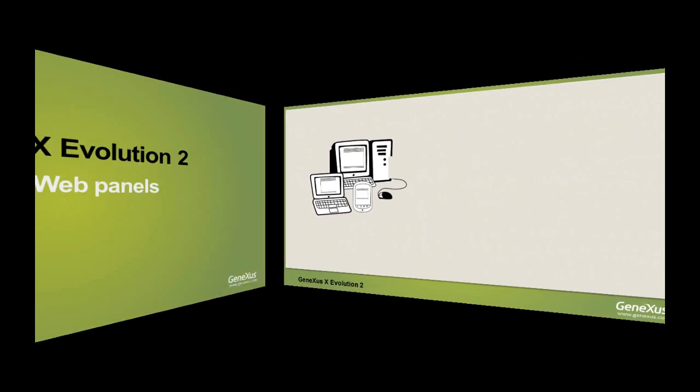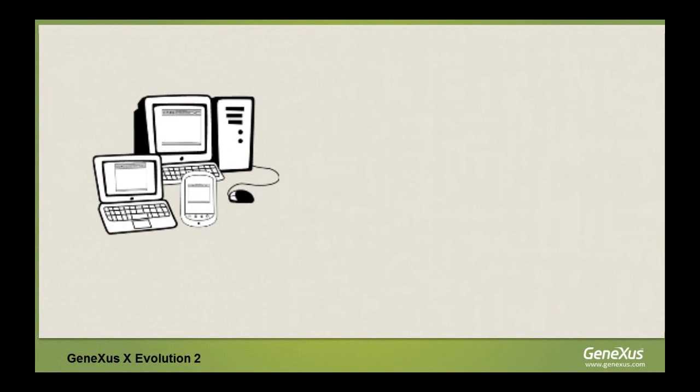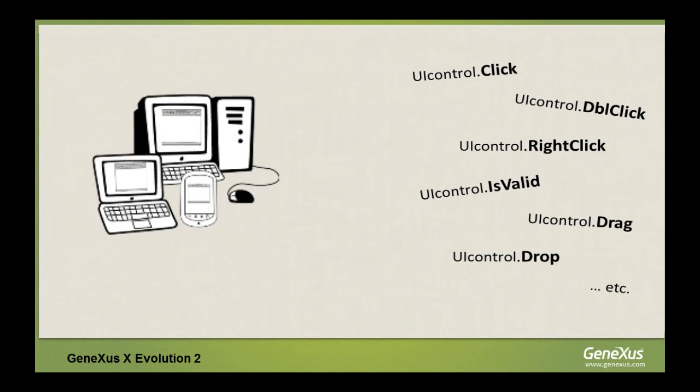In previous videos, we have seen and programmed various events in web panels, such as the click, double click, right button, etc., associated with controls in the user interface, that is to say, the form. Here we will see the events in more detail, as well as where they are executed and in what order.